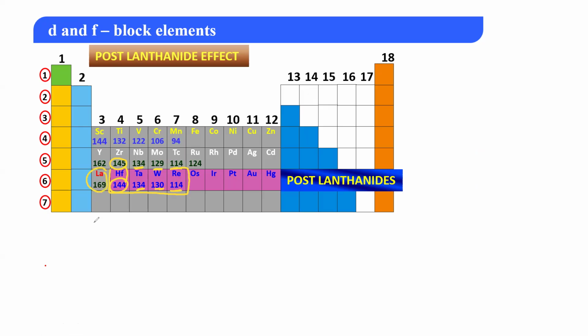It should have increased, but because of lanthanide contraction. These two elements, their size, that 0.1 angstrom, was because lanthanide contraction was happening. Because of that lanthanide contraction, the decrease in the later elements is getting smaller, so these two elements will overall have similar size.